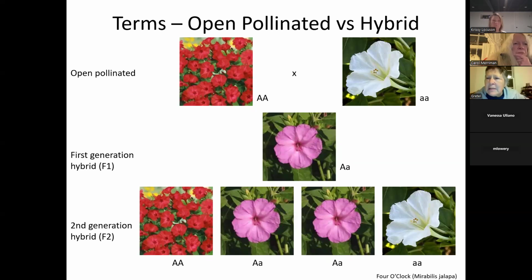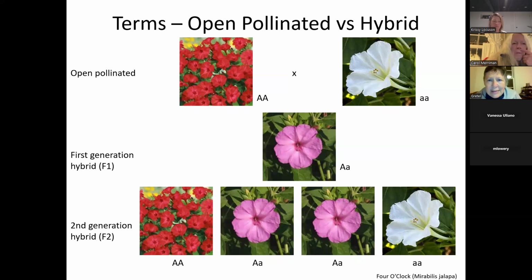Open pollinated means if you breed two of them together, you get the same thing. So if you breed those two red 4 o'clocks, you get a red 4 o'clock. It's open pollinated. If you breed those two white 4 o'clocks, you get a white 4 o'clock because it's open pollinated. If you cross the red one and the white one, you get a pink one, and that is called an F1 hybrid. But at this point, you've broken up the inbreeding. So if you cross that F1 hybrid with anything else, you get quite a variety of different plants.